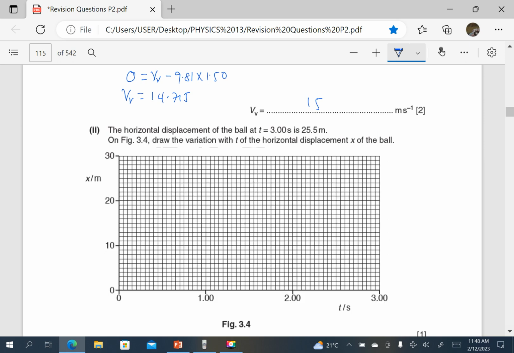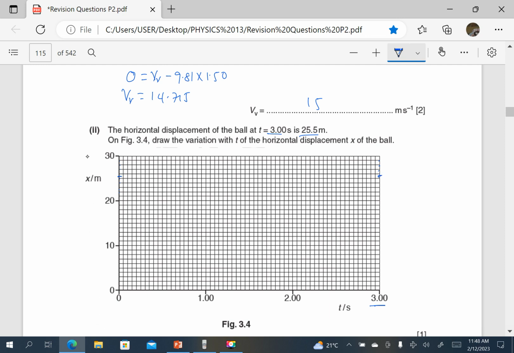The horizontal displacement of the ball at t equals 3 is 25.5. At t equals 3, it is 25.5. So let me look for 25. On the vertical, each box is 1 meter. 21, 22, 23, 24, 25.5 is in the middle. So 25.5 is in the middle.